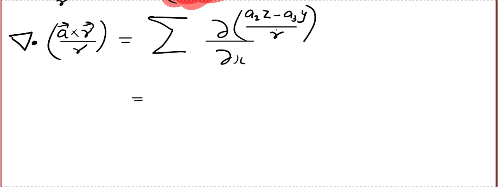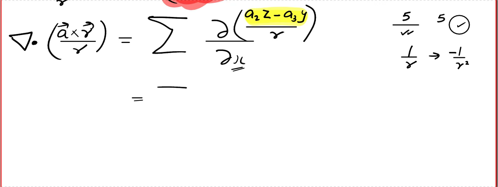Apply u by v rule. Oh, no need to apply u by v rule because we are differentiating with respect to x and the numerator is a constant. Suppose you want to differentiate 5 by something. What you do is you keep that 5 and differentiate 1 by that part, right? Now, the derivative of 1 by r is minus 1 by r squared.